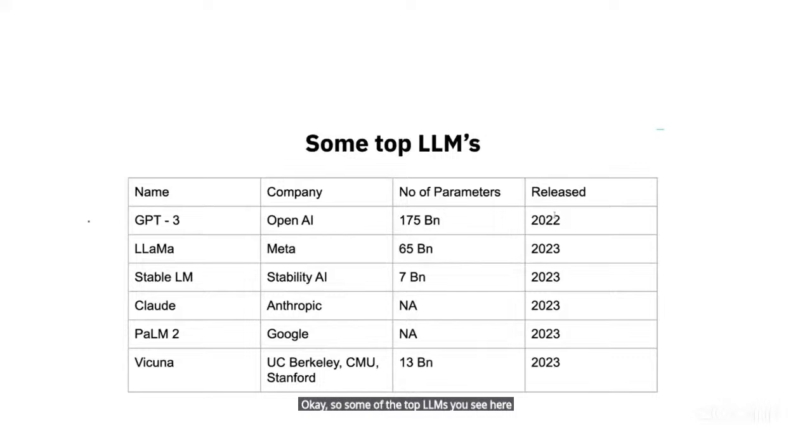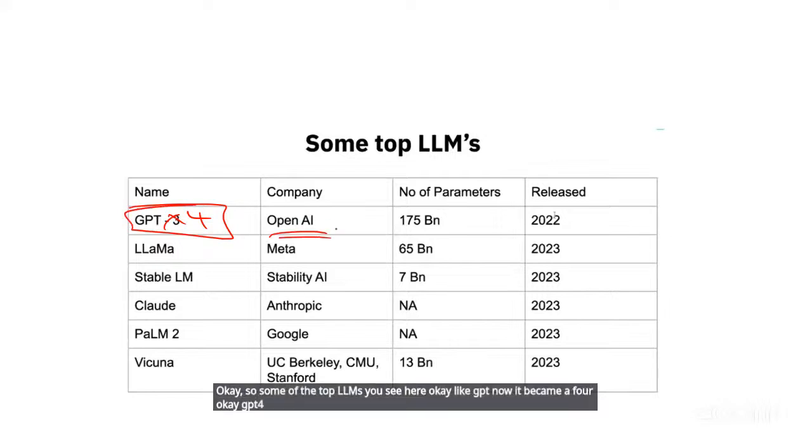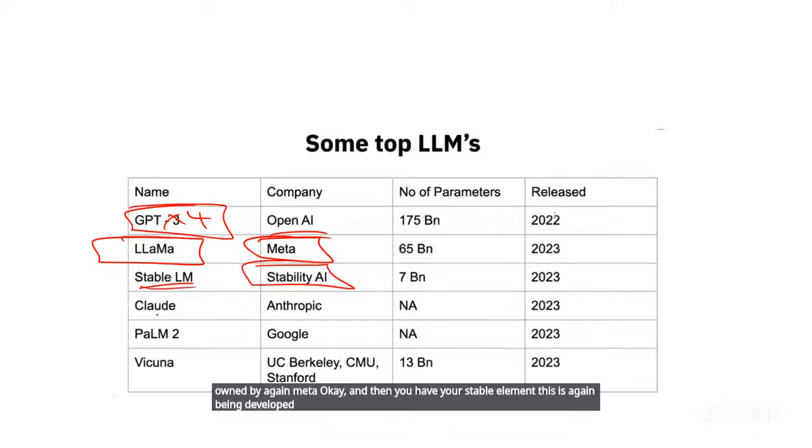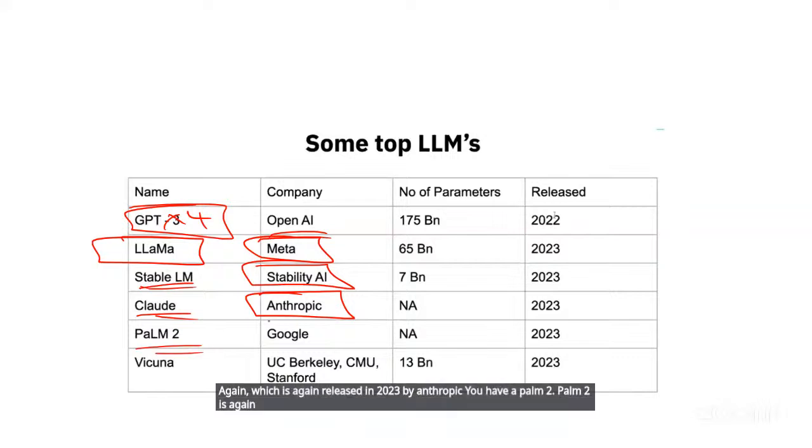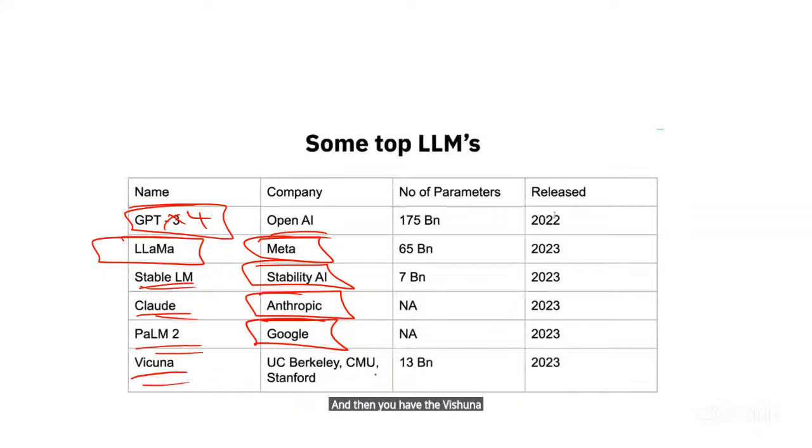Like GPT, now it has become GPT-4, which is owned by OpenAI. Then you have Llama, which is owned by Meta. Then you have StableLM, developed by Stability AI. Then you have Claude, released in 2023 by Anthropic. You have PaLM 2, a product coming from Google AI. And then you have Vicuna, which is a UC Berkeley product. So basically, these are different LLMs.